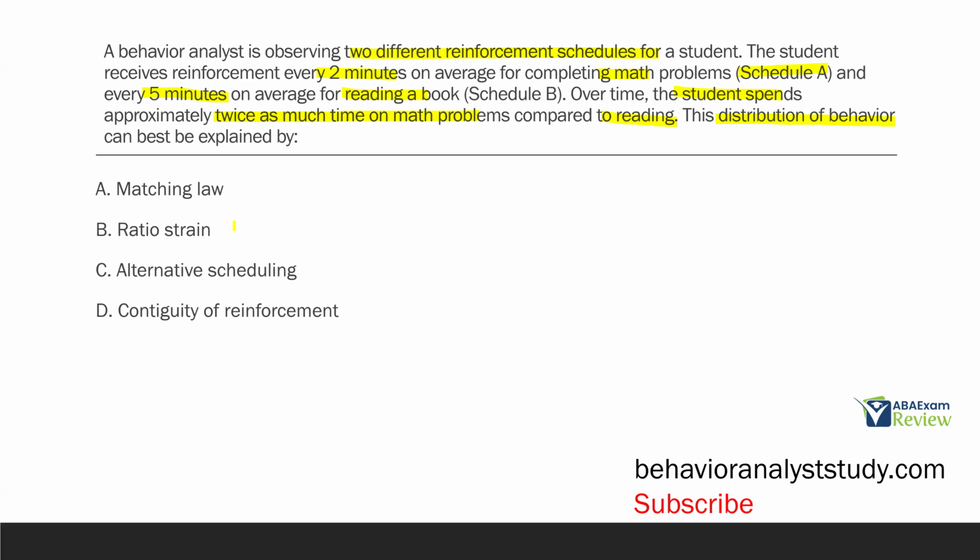Ratio strain occurs when a schedule is thinned, and we're not talking about thinning a schedule. It's not alternative scheduling. With alternative scheduling, we've got compound schedules where the learner must complete either a ratio or an interval schedule. And it's not contiguity of reinforcement, which just means closeness of reinforcement. What we're talking about here is the idea of matching law, where behavior is going to correspond to where reinforcement comes from and how often.